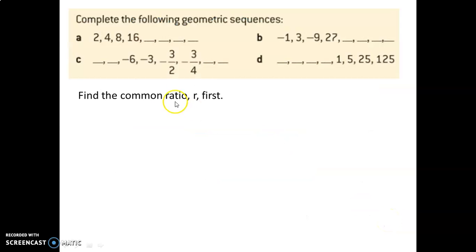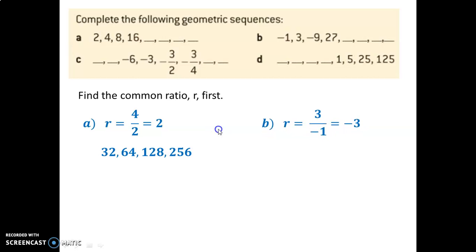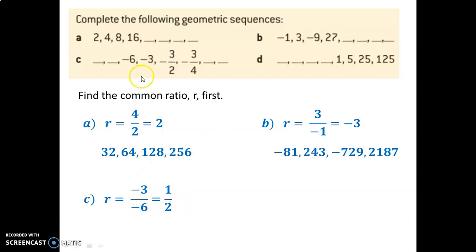Let's do some problems. Complete these sequences here and find the common ratio first. A, check your work. B, check your work. C, check your work there. In this one, we can find the common ratio like this to be a half, but now you need to go forward and backwards in time. What happens when you go backwards? Well, instead of multiplying by a half like when you go forward, you actually multiply by 2, you double it. If it's becoming half going this way, then it's doubling going this way.